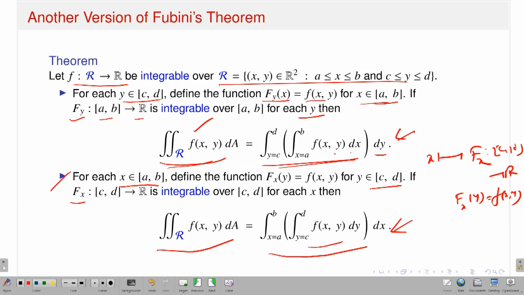This is a little bit weaker version, because earlier I assumed continuity, but this time I assume something different, that for each y capital F suffix y is integrable and for each x capital F suffix x is integrable. If this is the case, along with the double integrability of f, it tells you that your double integral is exactly equal to what is called the iterated integral. So, Fubini's theorem gives a connection between the double integral and the iterated integral.